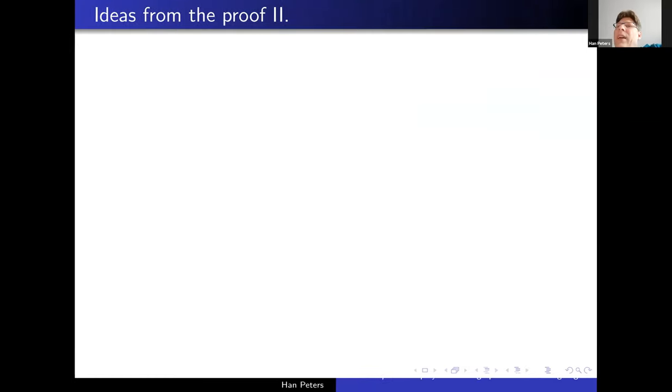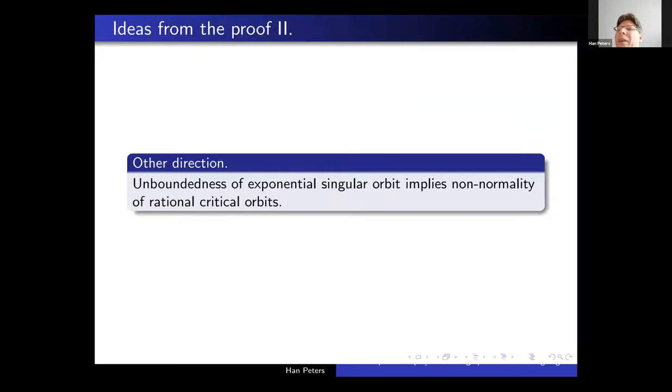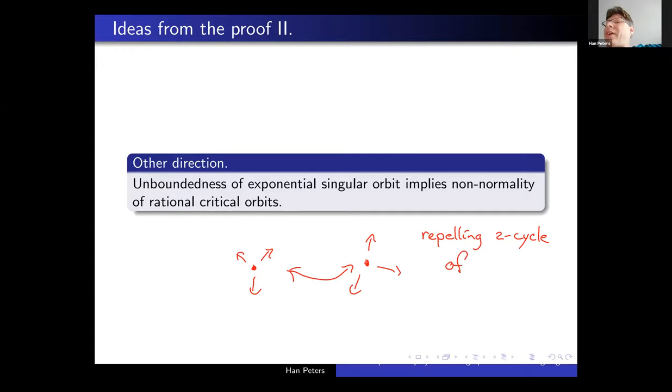I still need to go to the next slide. So the other direction, if you have unboundedness, well, then you get everything. So how can you use that you get everything to get non-normality? Well, if you get everything, then you also have some repelling cycle, let's say a two cycle. You can hit a repelling two cycle of just the function lambda e to the power minus z.